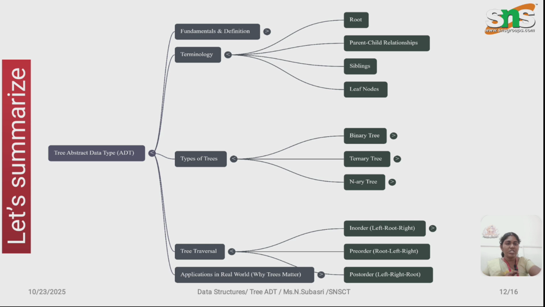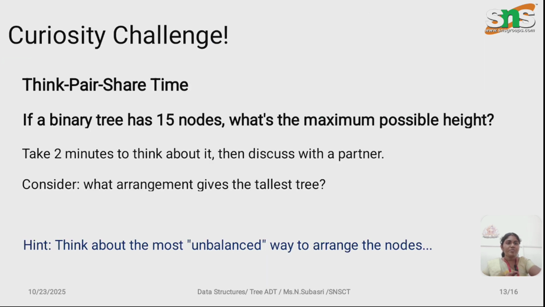So let us summarize this. We started from the tree terminologies, and we have seen the types of trees, how a tree will be traversed, and what the applications are. This is the topic which we have discussed.